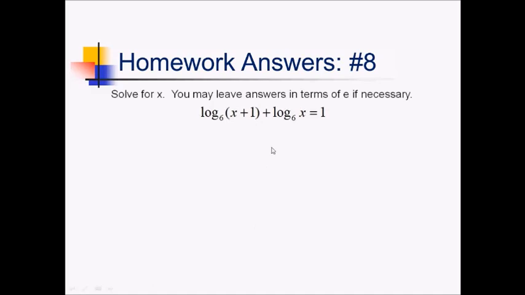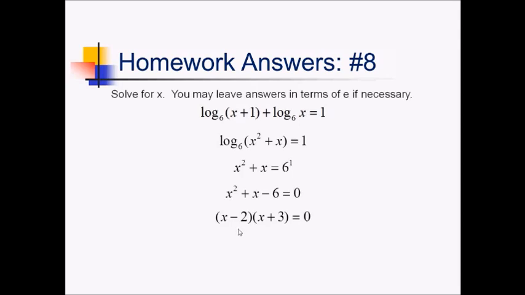For number 10, in order to solve this, I need to get these two logs on the left together. Since we're adding them, that means we can multiply the things inside. So this will just be log base 6 of x squared plus x. And then I'll raise both sides, or raise 6 to both sides to get rid of that log base 6. So that'll be x squared plus x equals 6 to the 1. We can move this 6 over to the left side now because we've got a quadratic. And to factor this, let's see, I would need x minus 2, x plus 3.